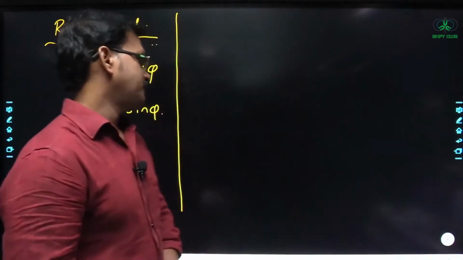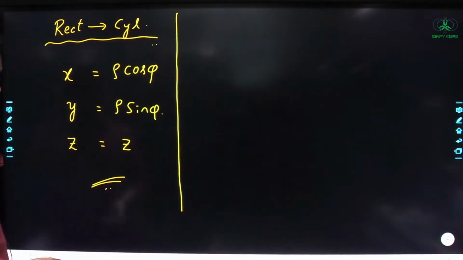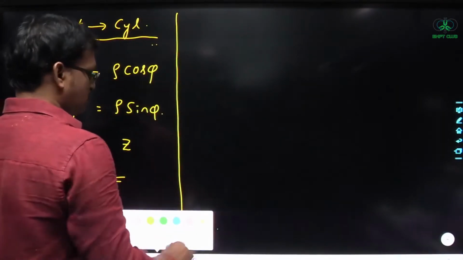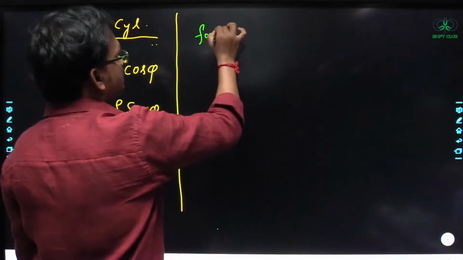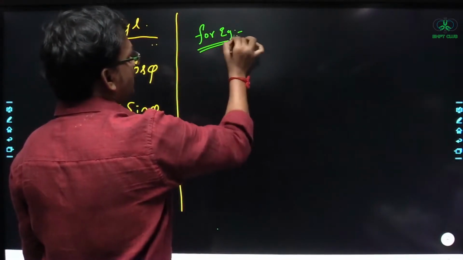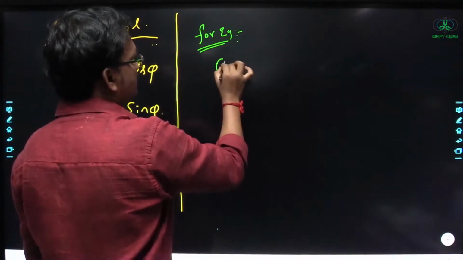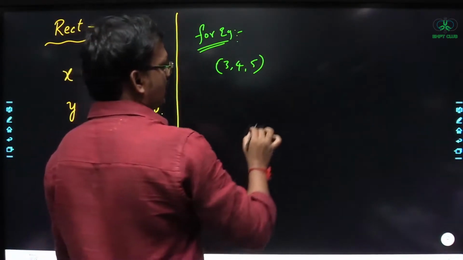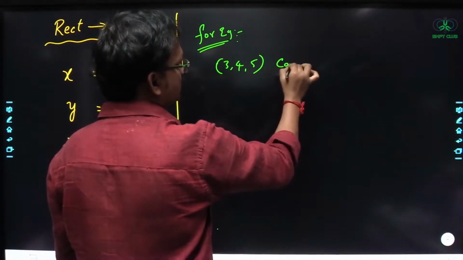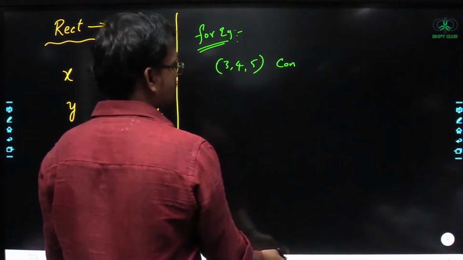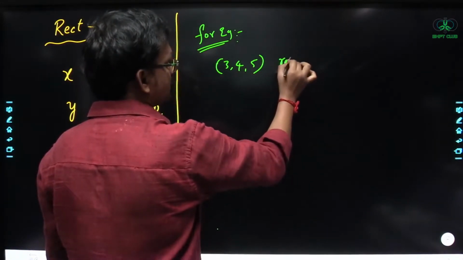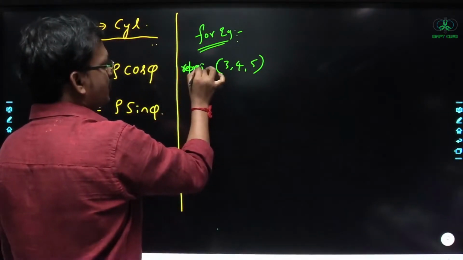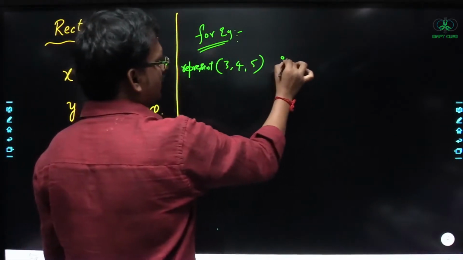So I hope this is crystal clear. For example, if I give 3 comma 4 comma 5 and ask you to represent 3 comma 4 comma 5 in terms of what?